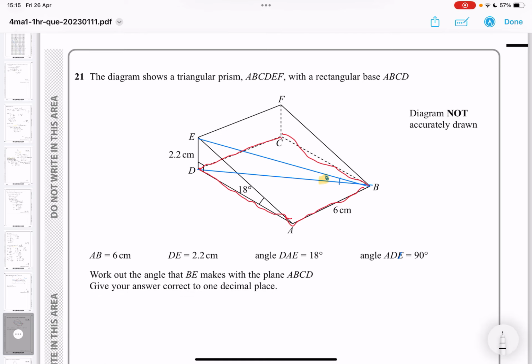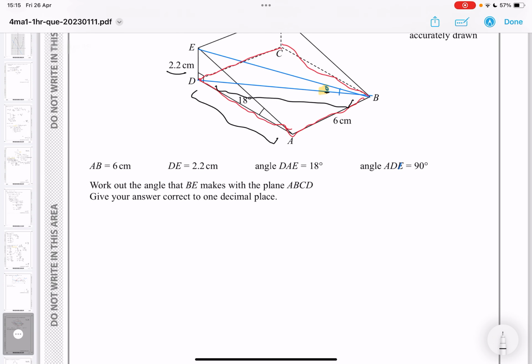Now, how are we going to work this out? We have length DE, okay? We have this angle, so I'm going to work out what length AD is. Once I've worked out that length, I can easily work out BD using Pythagoras' theorem, okay? And once I've worked out BD, I can work out this angle using trigonometry. So let's do it. For these 3D Pythagoras questions, I recommend you draw out the triangles you're referring to, because then it's so much easier to visualize and solve.